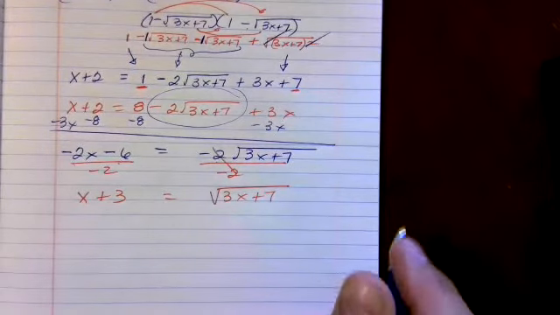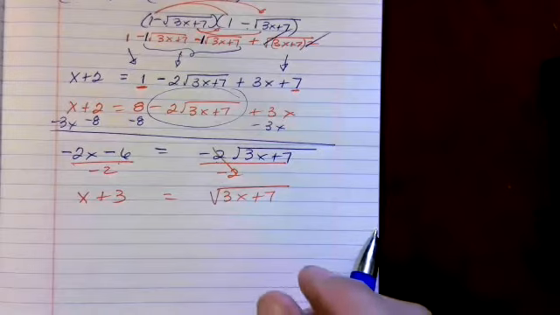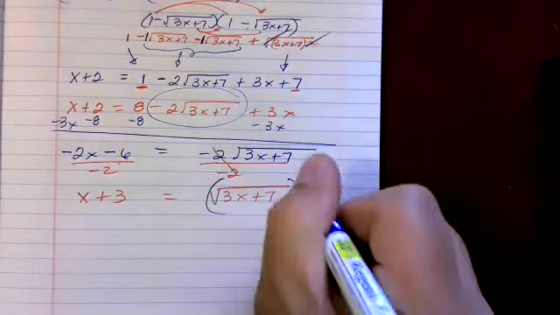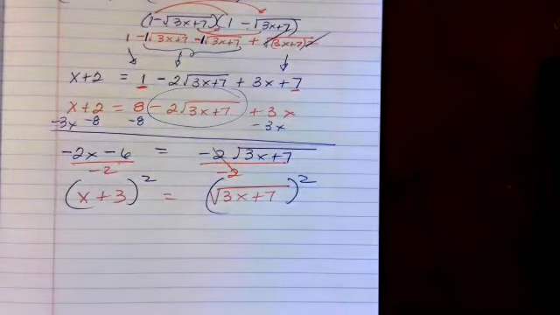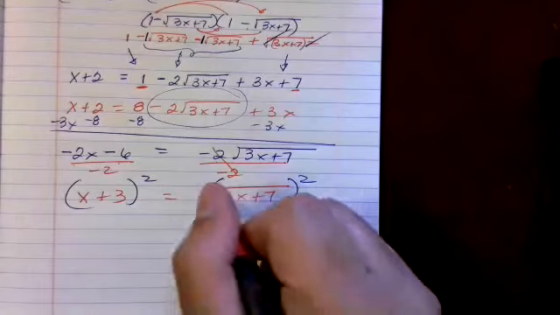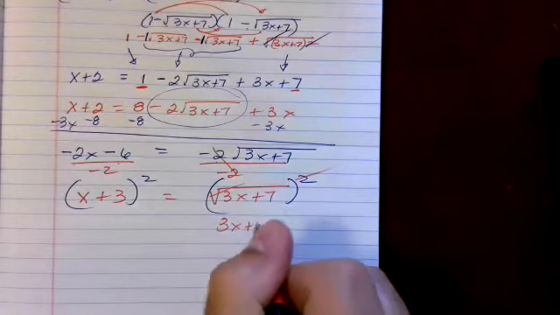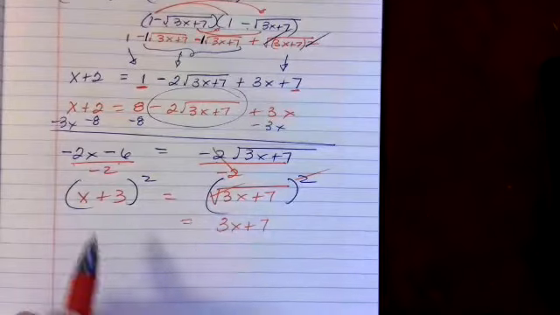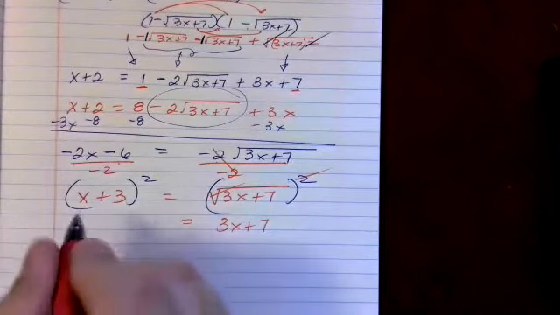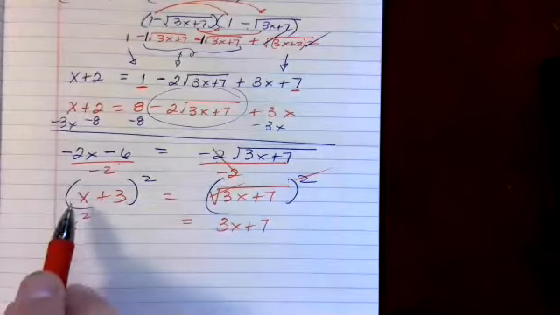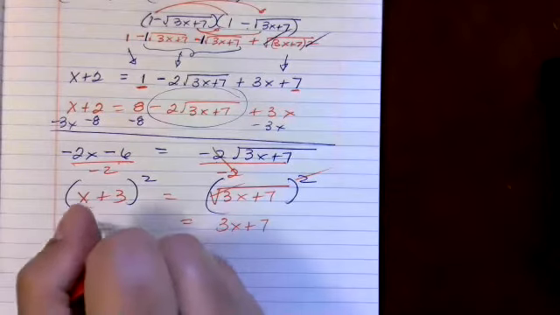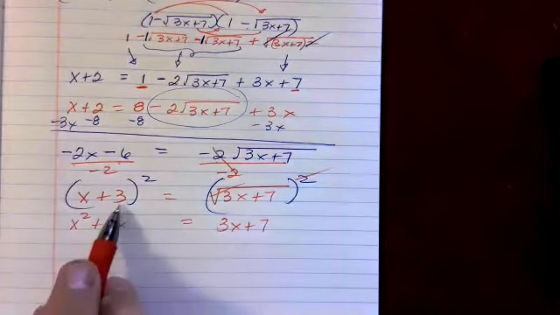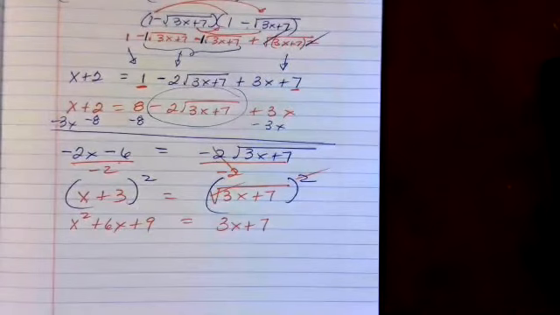I want to remove that radical. I know in order to remove a radical, I have to square it. Whatever I do to one side of the equation, I have to do the same to the other. Square root cancels out. 3x plus 7 is equal to x plus 3 squared, which is going to be x squared, my first term squared. I multiply these, 3x, and I double it, 6x. And I square my last term, plus 9. Or FOIL it out.